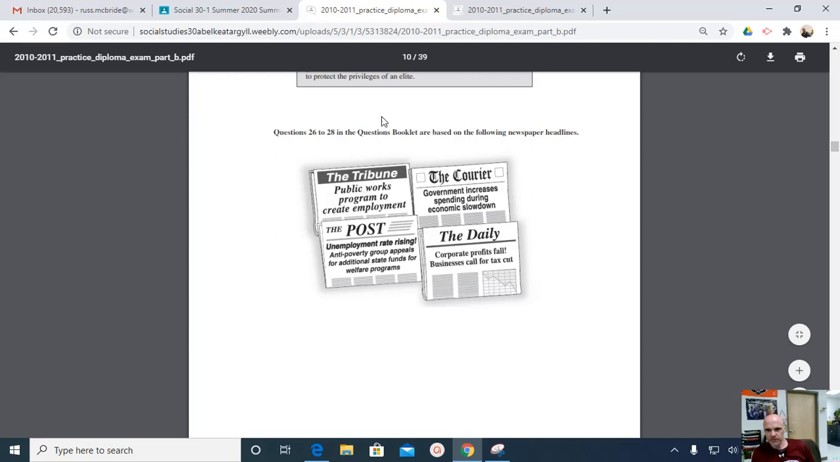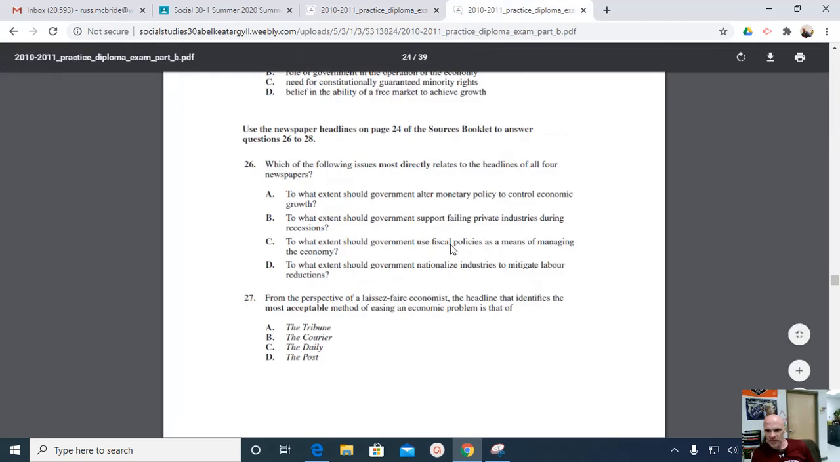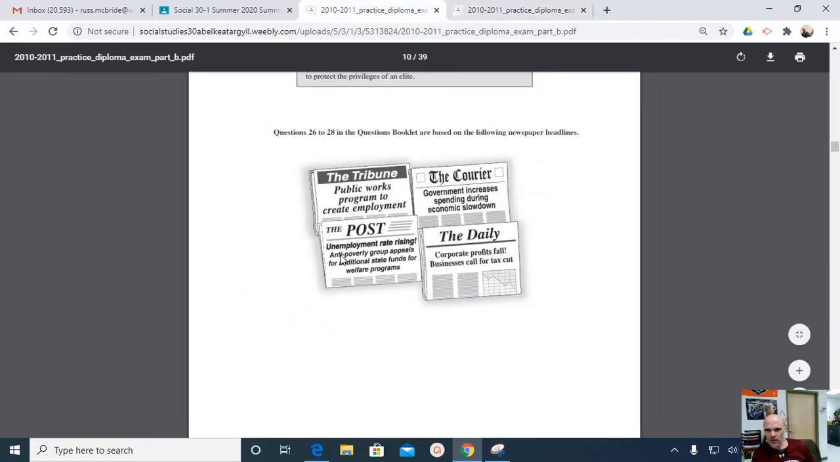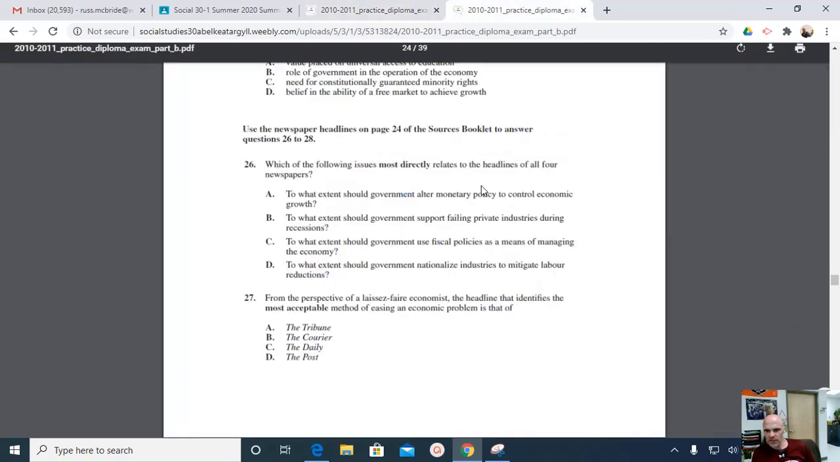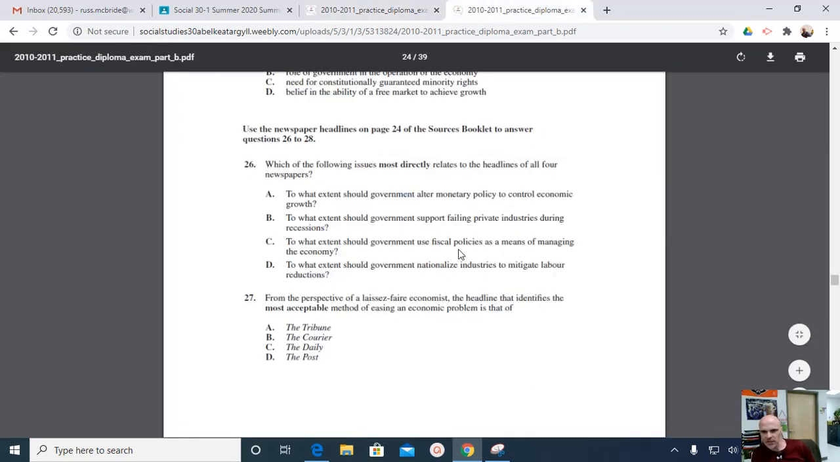Public works to create employment. Government increases spending. That sounds like fiscal policy, right? Unemployment rate rising. Anti-poverty group appeals for additional state funds. Corporate profits fail. Businesses call for tax cuts. The definition of fiscal policy is tax and spend.